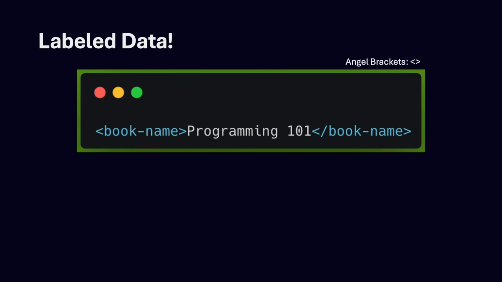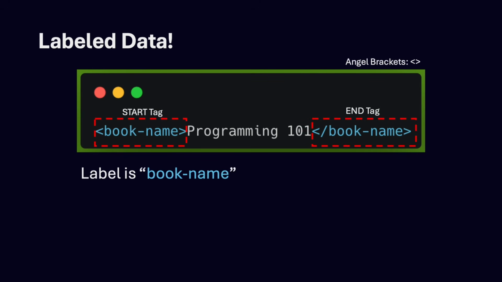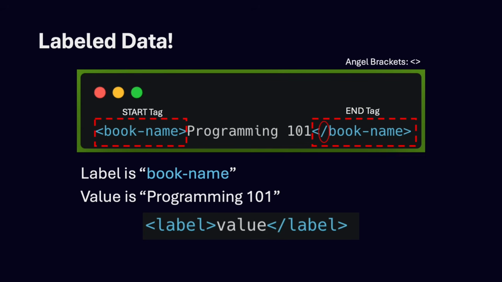The book name is our label, and this is the start tag. That one is the end tag. Notice the extra forward slash. That's how we know it's an end tag and not a start tag. The value, programming 101, goes between the start tag and the end tag. The generic format looks like this.